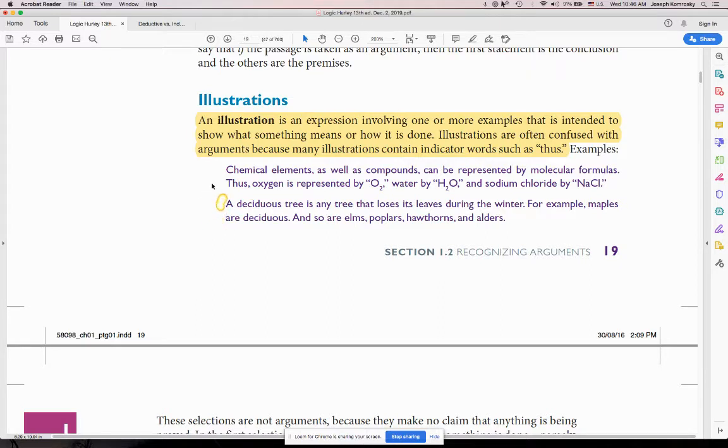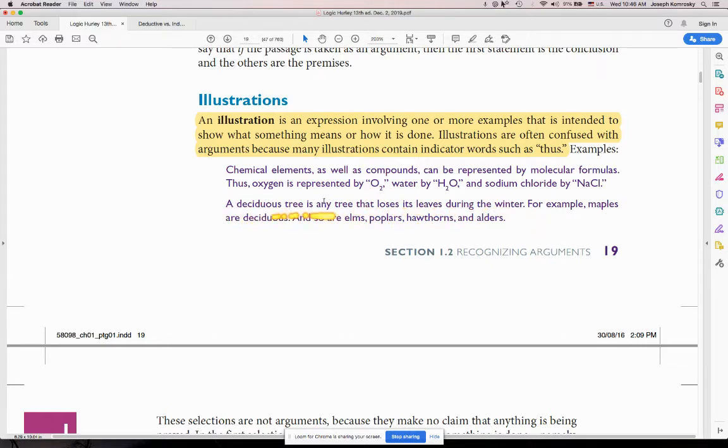So here's another one. This is hard to pronounce for me. I don't know why. Deciduous tree is any tree that loses its leaves during the winter. For example, maples are deciduous, and so are elms, poplars, hawthorns, and alders. These are examples of illustrations.